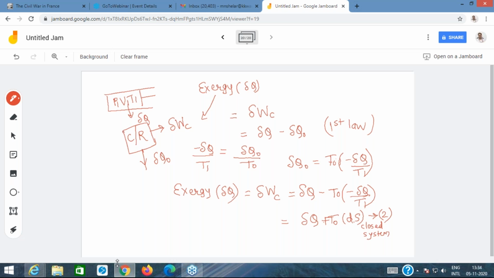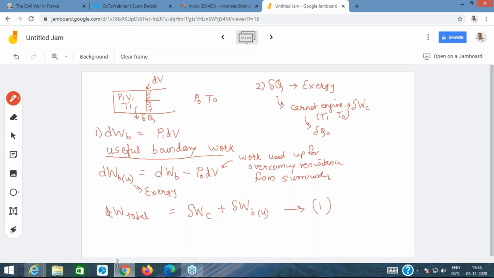Expression 1 was what? dW total is equal to del WC plus del WB. What is this dW total? It is the total work output when there is a small heat transfer del Q and a small expansion dV. So this is a summation of del WC plus del WB.